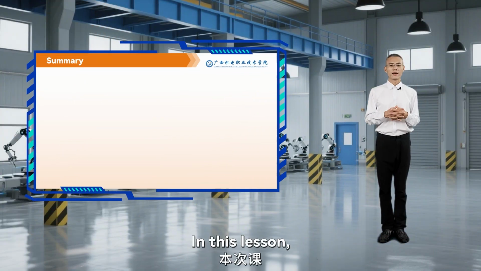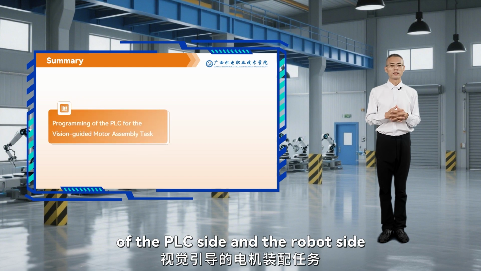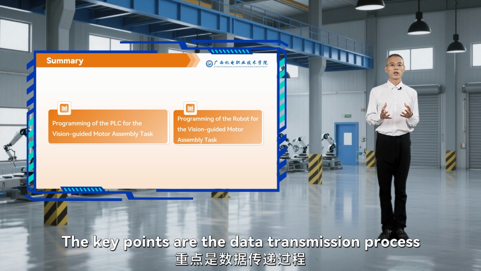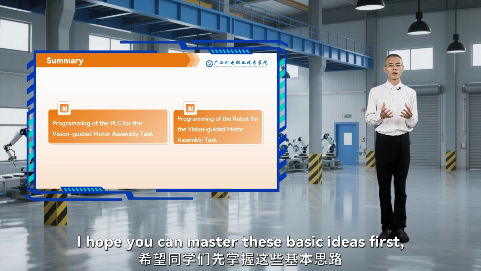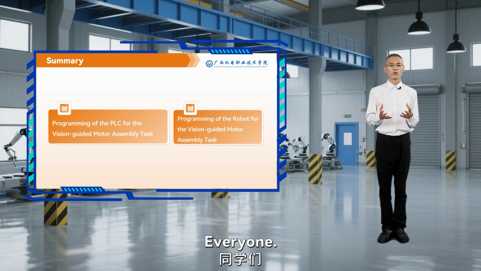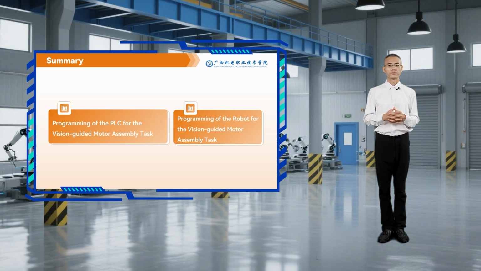Everyone, in this lesson, we learned about the programming of the PLC side and the robot side for the vision-guided motor assembling task. The key points are the data transmission process and the programming mindset. I hope you can master these basic ideas first and then optimize them. Everyone, that's all for this lesson. See you next time.